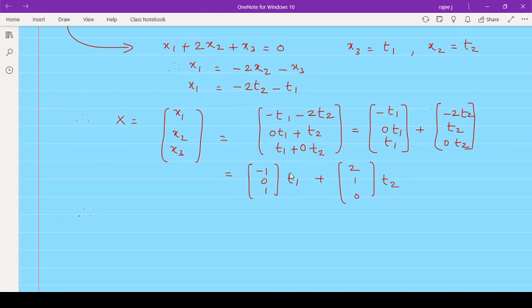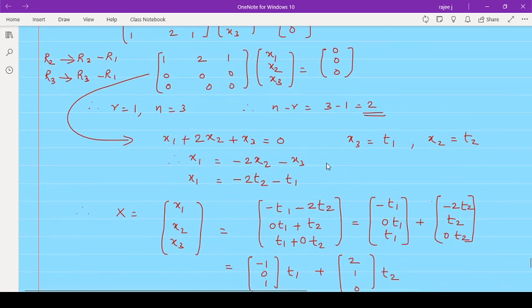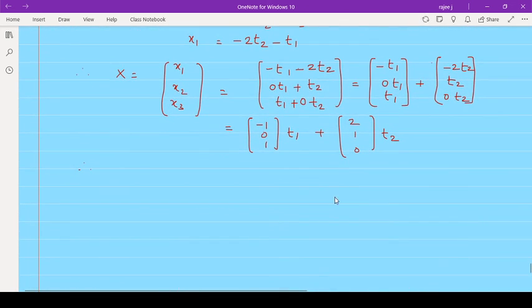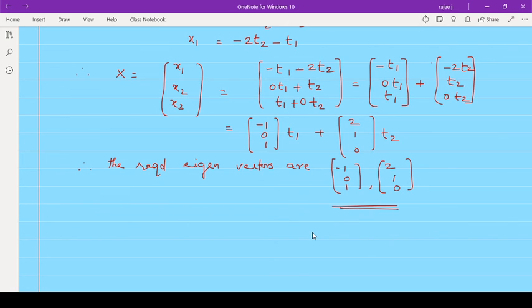Therefore we have done this only once for lambda equal to 1, and you got both the vectors. Therefore, the required eigenvectors are minus 1, 0, 1 and 2, 1, 0 (taking the sign as it appears, minus 2, 1, 0).